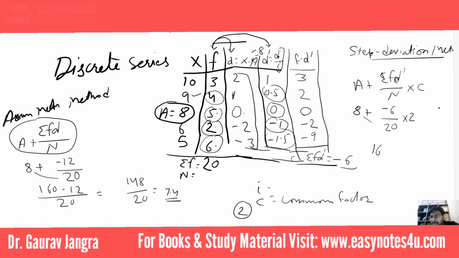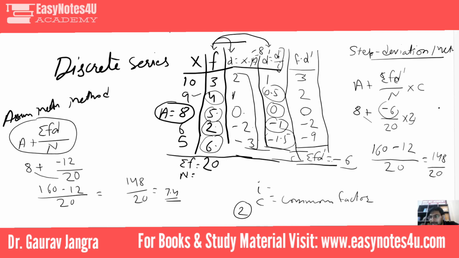So you can calculate like that: 160 divided by 20, cross multiply, 160 minus 6 multiplied by 2, minus 12, divided by 20. So it will be 148 divided by 20, and the value will be almost 70.4. So the mean value is the same from the step deviation method also. So you can solve the arithmetic mean in a discrete series from all these three methods.